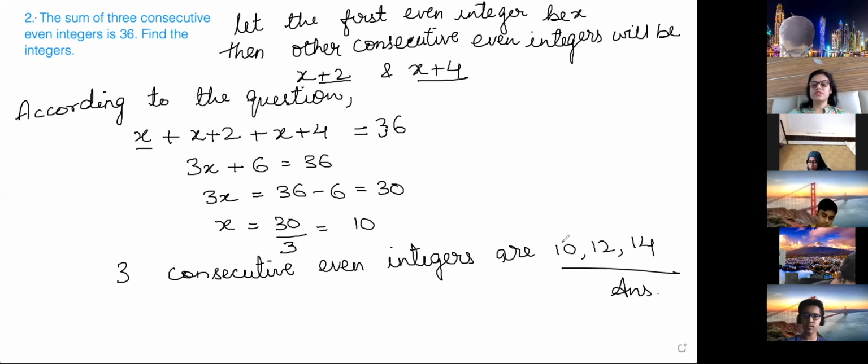So this is your answer: x, x plus 2 and x plus 4. So x is 10, then 12 and 14. So this is your answer. Check the calculation part. 1, 2, 3. So 3x, 4 plus 2 is 6, plus 6 goes over this side and becomes minus 6. So it is equal to 30.